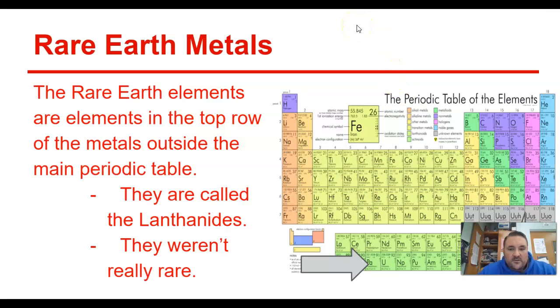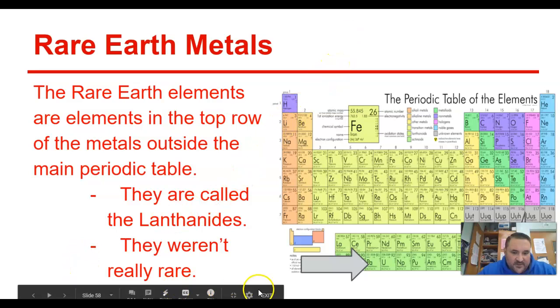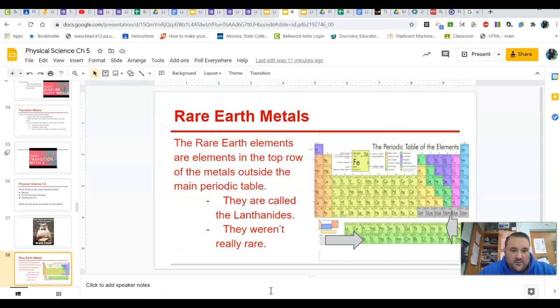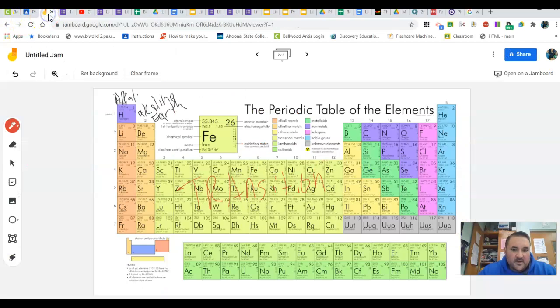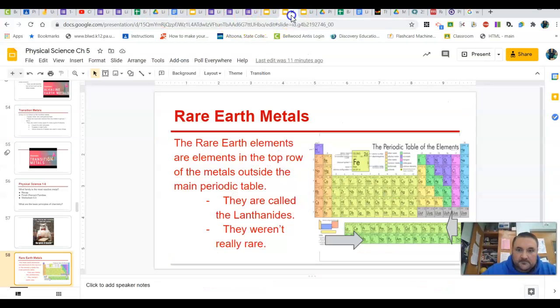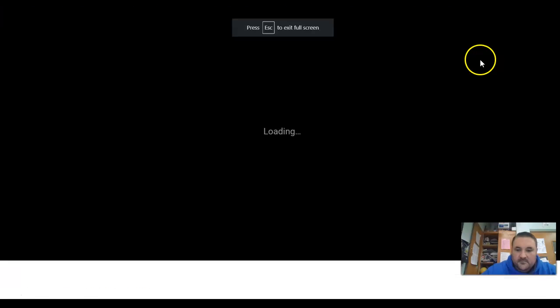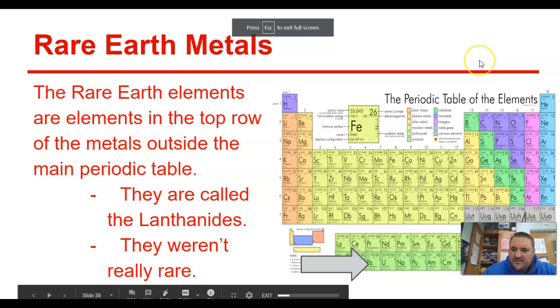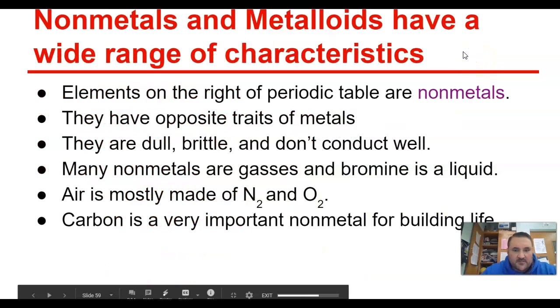The rare earth metals are towards the bottom of the page. They are actually clipped to make the periodic table a little bit easier to work with. These are the rare earth on here. And they actually belong right in here. They're used in a lot of fancy electronics and modern technologies now.